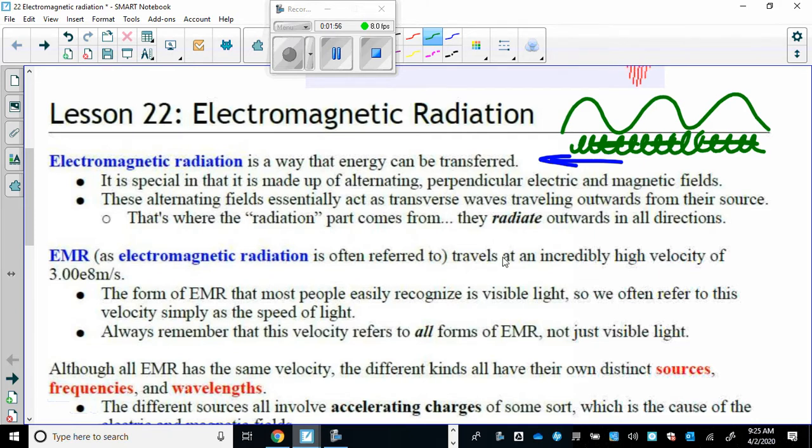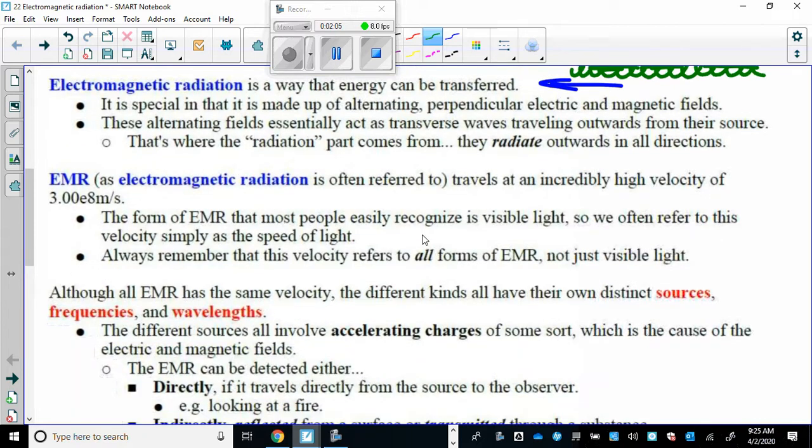EMR, electromagnetic radiation, travels at the high velocity of 3 times 10 to the 8th meters per second, which of course is the speed of light. And the most recognizable form of EMR is obviously one that we can see. It's the only one we can see. It's called visible light. All the other forms of EMR, we can't see them.